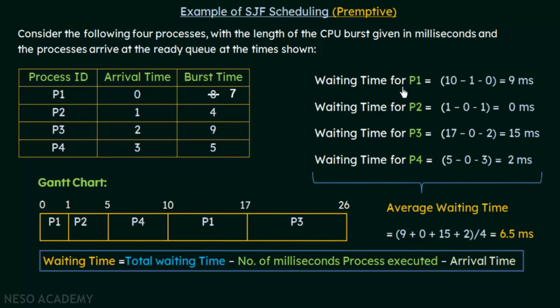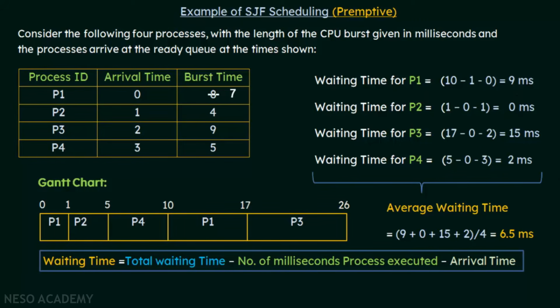So here are the waiting times of these processes P1 to P4 based on this formula. So for P1, what is the total waiting time? If we look at the Gantt chart, for P1, the total waiting time was 10 milliseconds. So it is 10 minus the number of milliseconds the process executed. So prior to this, how long did P1 execute? If you look here, P1 executed for 1 millisecond over here. So minus 1. And then the arrival time. What is the arrival time of P1? It was 0. So minus 0. So if you subtract 10 minus 1 minus 0, we get 9 milliseconds. That is the waiting time for P1.